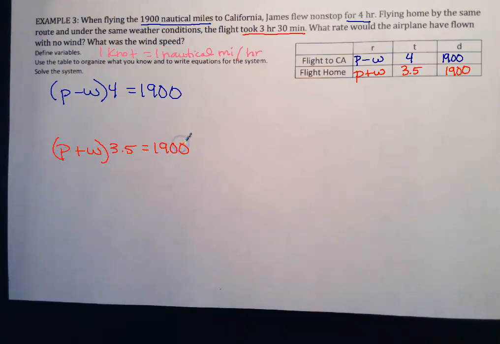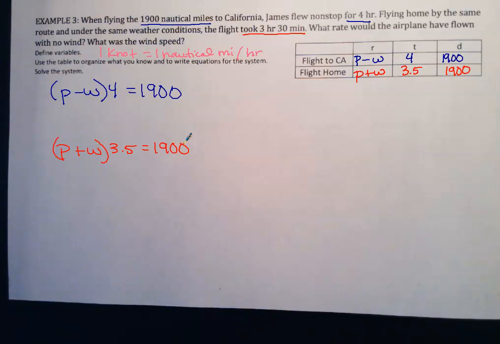Okay. So what equations would come out of this? P minus W times 4 equals 1900. It would be the same thing, but with parentheses, good. So P minus W times 4 equals 1900. The second one would be P plus W times 3.5 equals 1900. Good. So those are our two equations in the system.